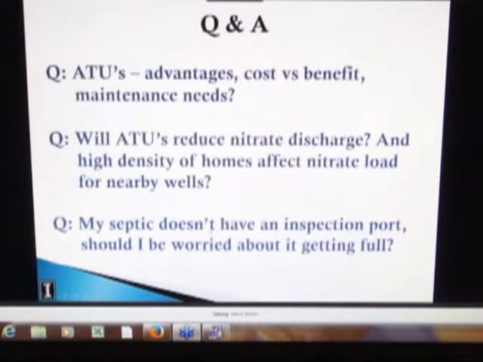I think you've already talked about this a little bit, maybe, but ATUs, aerobic treatment units. You mentioned that they do cost more. The advantages are basically you have cleaner water coming out of your system. They do have higher maintenance. What else do we need to know about them? And you can look at the second question there as well.